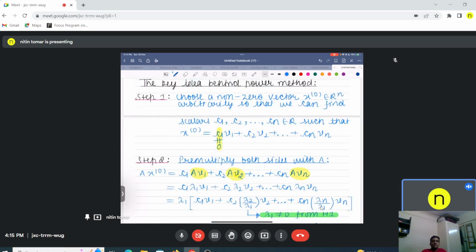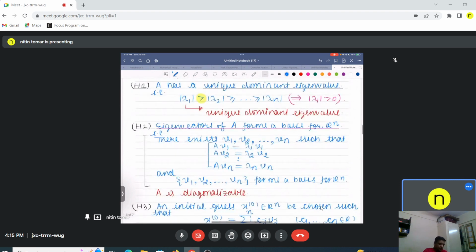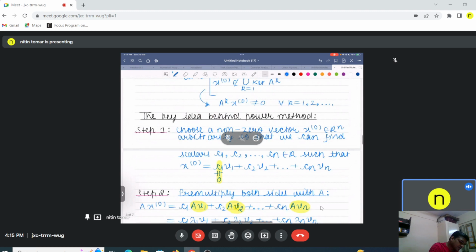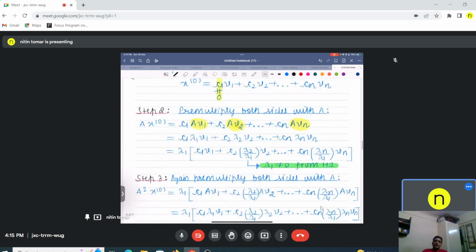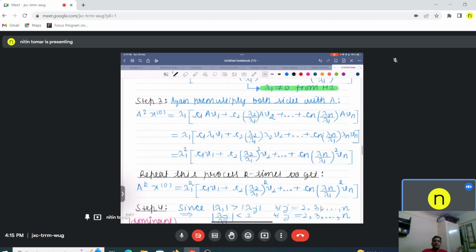The first thing you use, Step 1, is due to H2. Because we have assumed the eigenvectors form a basis of Rn, which means you take any initial vector, it can be written as a linear combination of v1, v2, ..., vn with the first coefficient c1 being non-zero. And if you multiply it with A, then you will get step 2. Again you multiply step 2 with A, you will have this thing, and you continue doing so.